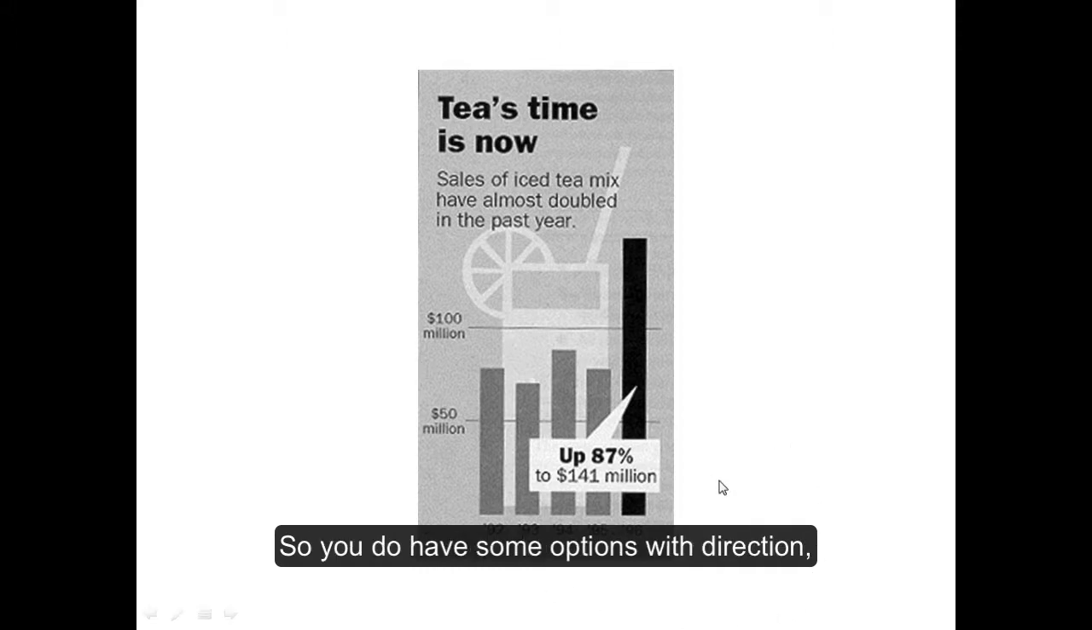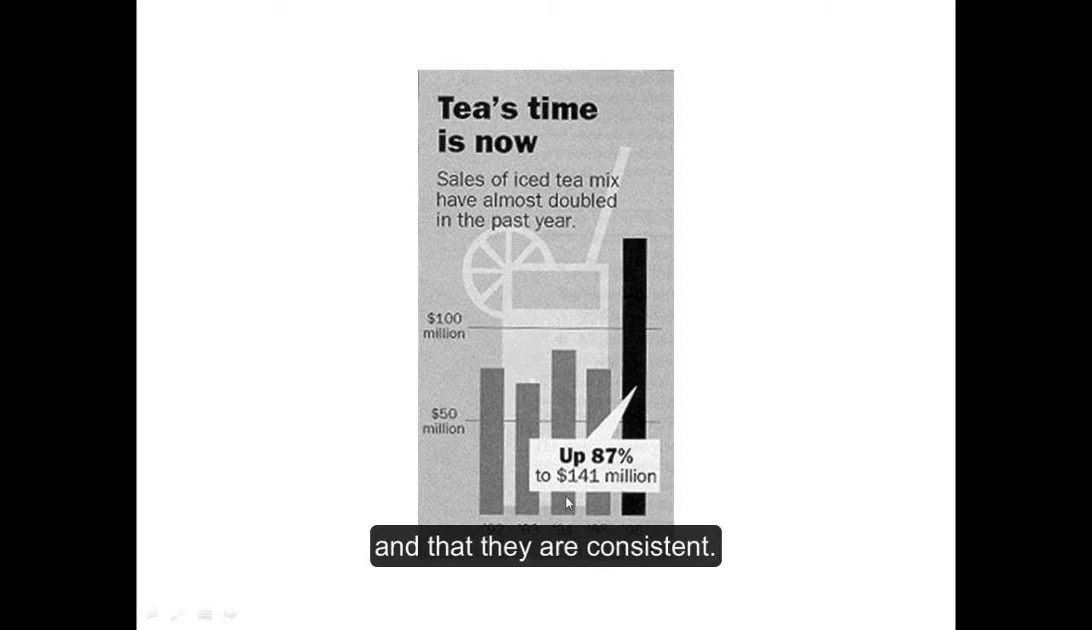So you do have some options with direction, whether you go vertical or horizontal. And you just have to think of the proper way to present that information. Make sure that you include labels and that they are consistent. So in this case, we have all of these labels on the outside and they are consistent. Again, I'll show you some do's and don'ts at the end of this lesson.